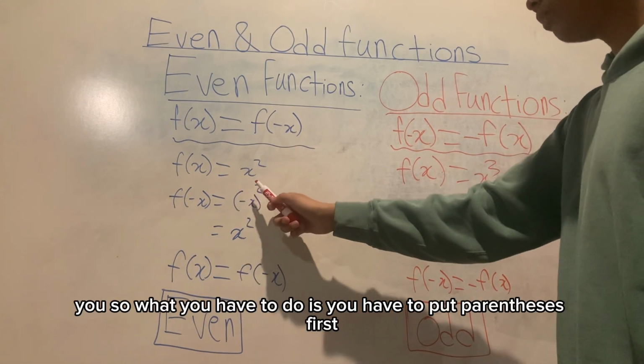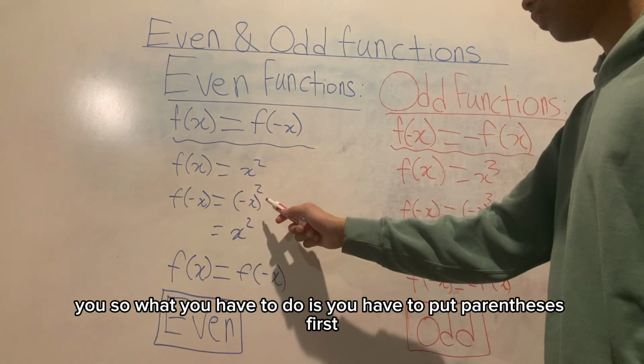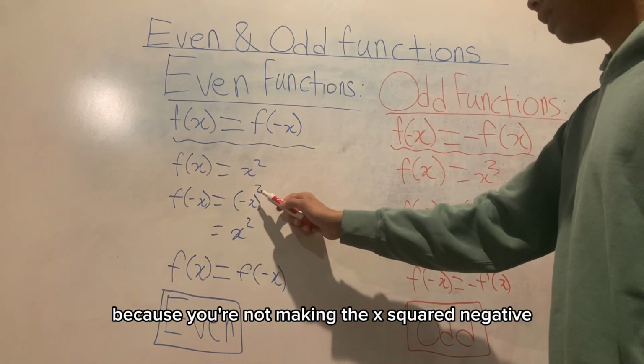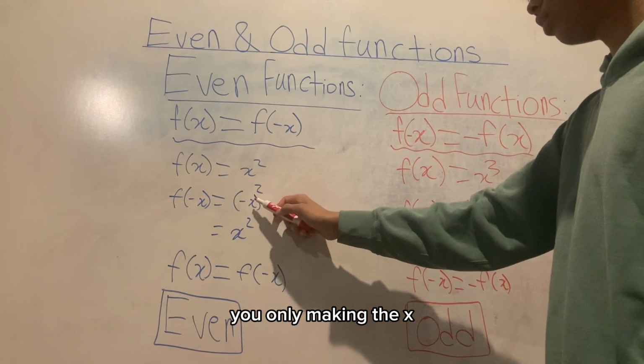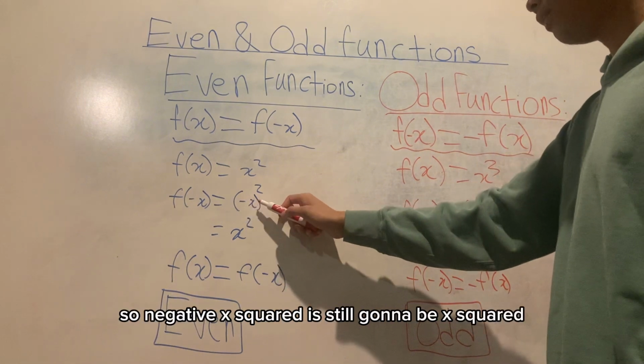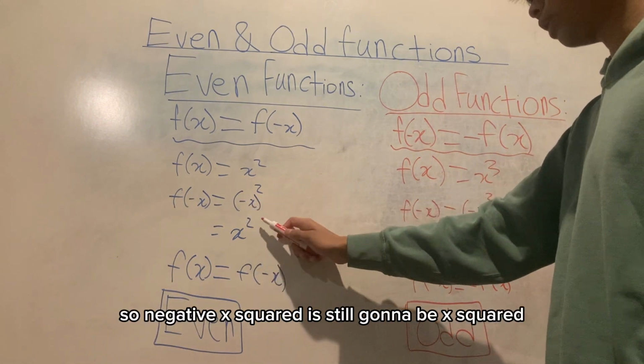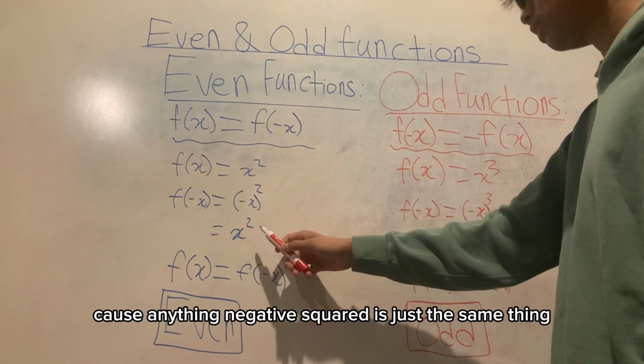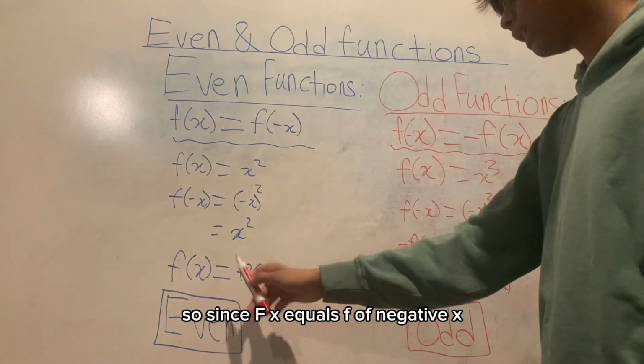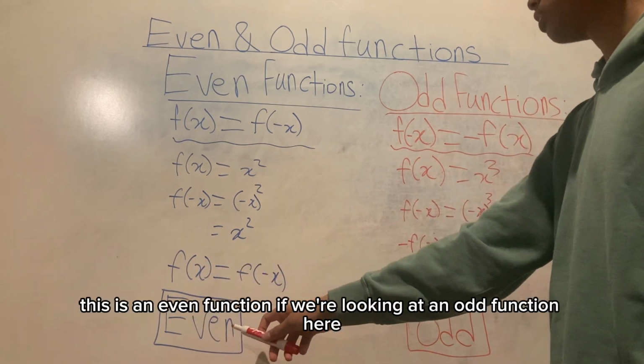So what you have to do is put parentheses first, because you're not making the x squared negative, you're only making the x. So negative x squared is still going to be x squared, because anything negative squared is just the same thing. So since f of x equals f of negative x, this is an even function.